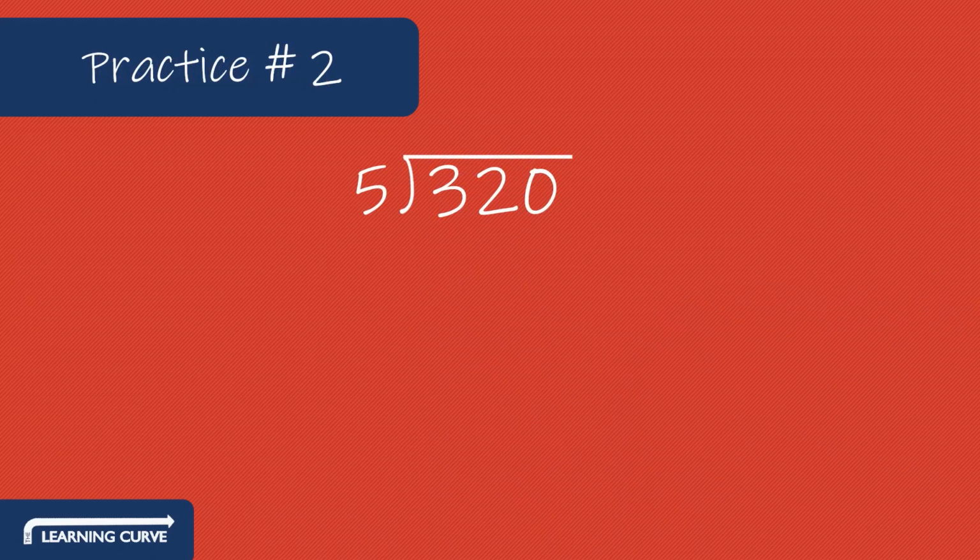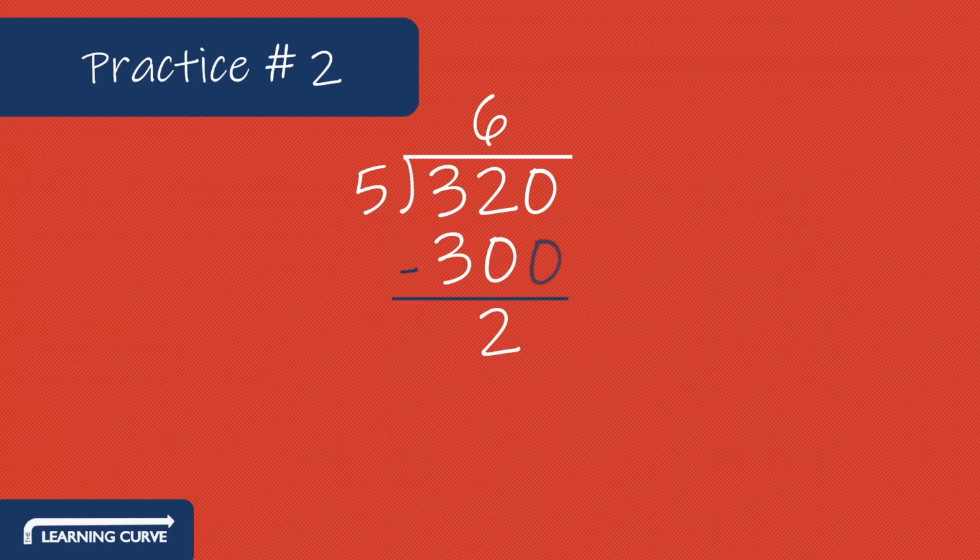Let's do another one. So here 5 cannot go into 3, but it can go into 32. So we're going to leave a blank space above 3, and we're going to start with 32. Now, the closest value that 5 goes into 32 many times is 6, because 5 times 6 is 30. So we're going to put a 6. Now 5 times 6, like I said, was 30. And when we subtract those two, we have a 2.